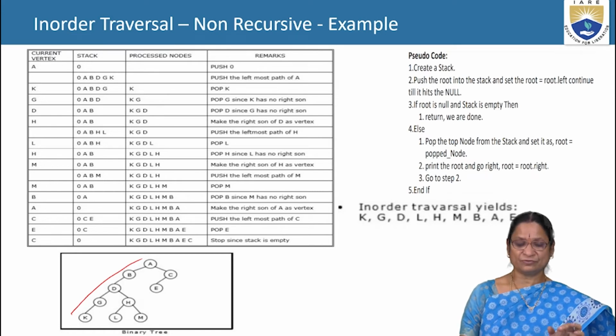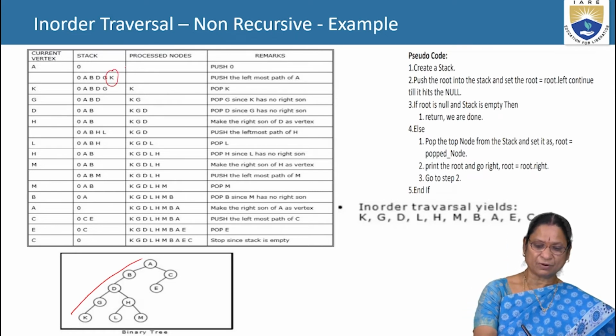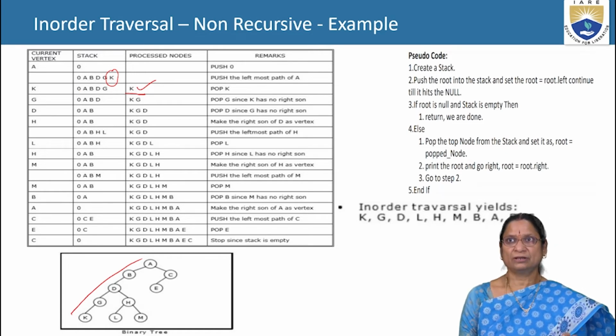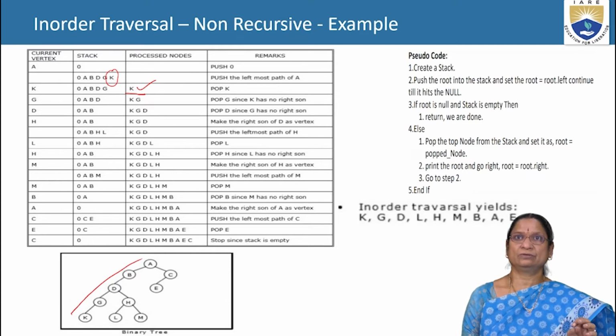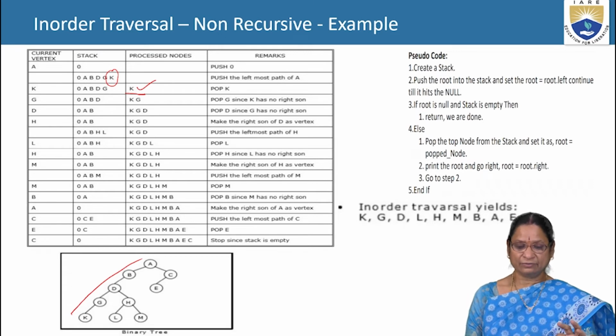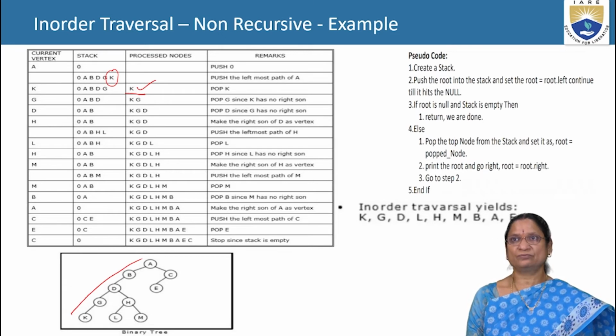What is the else part? Pop the node. So we popped K, and after popping we process it: we print it. And what is the status of the stack? Then 0, A, B, D, G only. We pop the node, print it, and set the root as the right of root. So what is the root now? K. The null value was written. Print the root and set root as the right of root. We printed; the root is now K. So we printed it, and the right of K means there is no right of K.